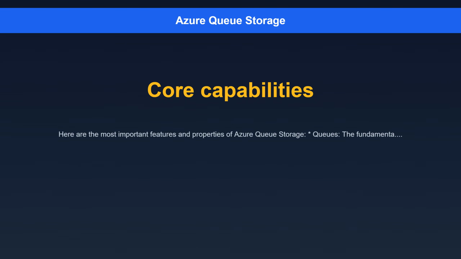Here are the most important features and properties of Azure Queue Storage. Queues, the fundamental entity in Azure Queue Storage. A queue is a named collection of messages. Applications enqueue messages into and dequeue messages from queues.